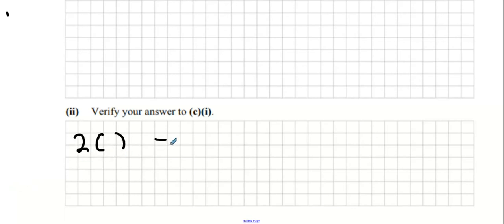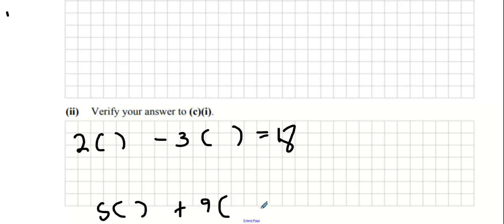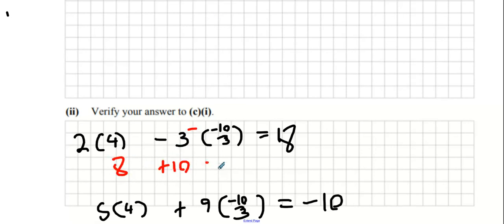So 2x minus 3y equals 18. It's the first one you're going to check, and then the next one is 5x plus 9y equals minus 10. So you just plunk in your numbers here. So x is 4, so 4's go here, and then y is minus 10 over 3. Minus 10 over 3. So this one's going to be 8 plus 10 equals 18, and 18 equals 18. So this one is verified.